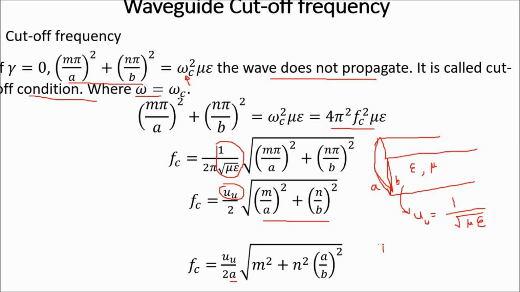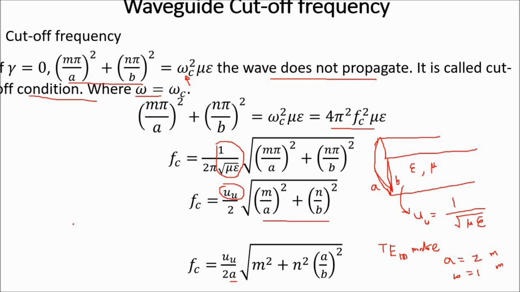For example, if you have a waveguide that is operating in TE10 mode, with a equal to 2 meters and b equal to 1 meter, then you can find the cutoff frequency by putting m equal to 1 and n equal to 0. So m equal to 1, squared, it will be u_u over 2 times 2, that is 4. u_u over 4 hertz. So this is how we can find the cutoff frequency.